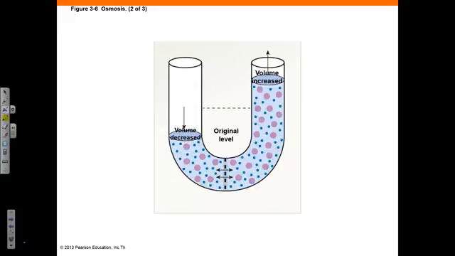And again, that was demonstrated here. The volume on side A has decreased, the volume on side B has increased because that water traveled through that selectively permeable membrane towards the region that had more of those particles.